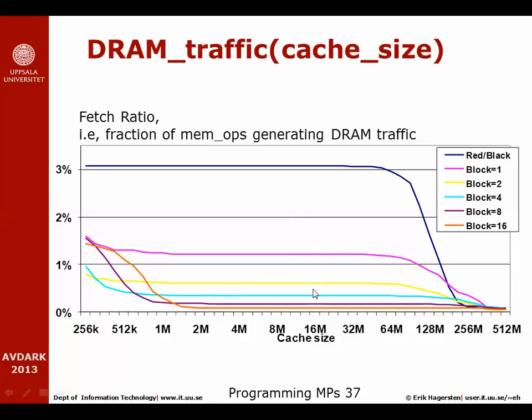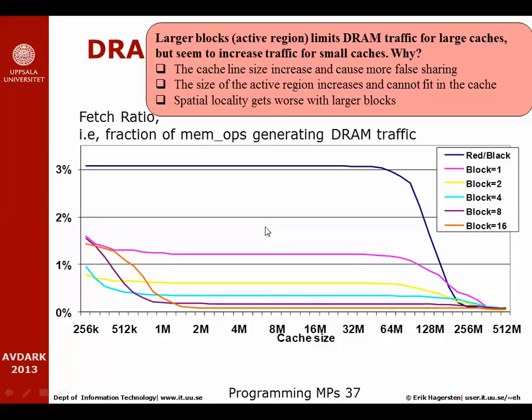So this looks like a very nice property. The larger blocks you have, the lower is the traffic to DRAM. However, there also seems to be some kind of negative effect going on. The larger the block is, for smaller caches, the higher is the traffic. See here, for a 512 kilobyte cache, the traffic generated if you have a block size of 16 is larger than the traffic generated if you have a block size of 8. So the question is, why is this? Why is it that traffic decreases as we expect when we increase the block size, but for small caches we can see that the traffic increases?